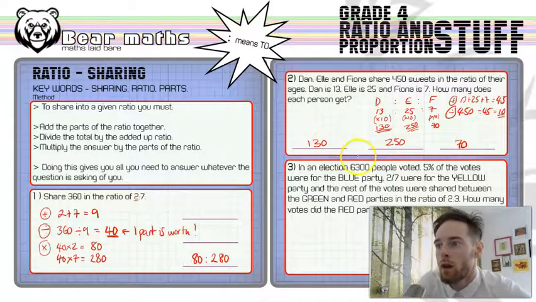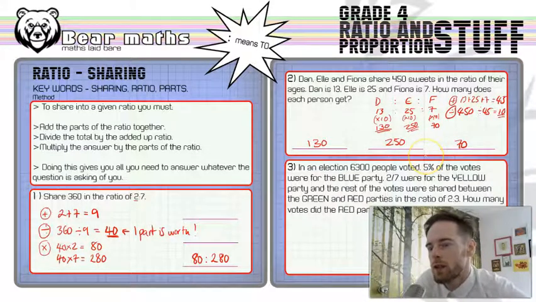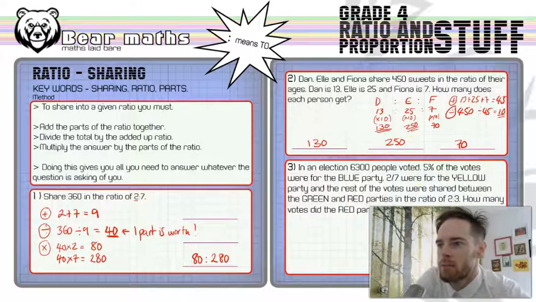And what those numbers should add up to, and what they do add up to, is 450. And that's how we've shared those sweets in the ratio of their ages, which is kind of a fairer way to share things, really, I guess, rather than in thirds.